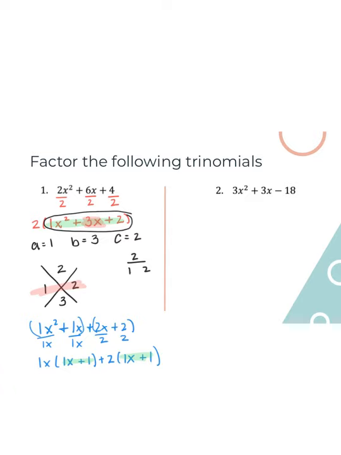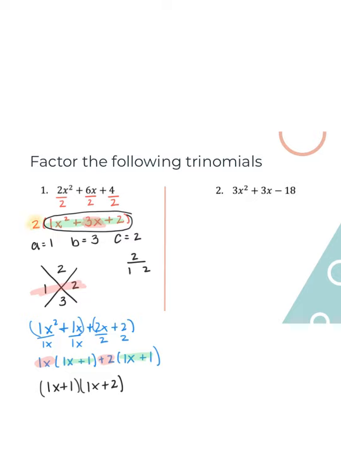So my first set is going to be 1x plus 1, and I'm going to multiply that by what I have on the outside. So I have a 1x plus 2. So I'm going to say 1x plus 2. And here's the really important piece. In the beginning, we factored out that 2. So see this 2 up here? That one we factored out.